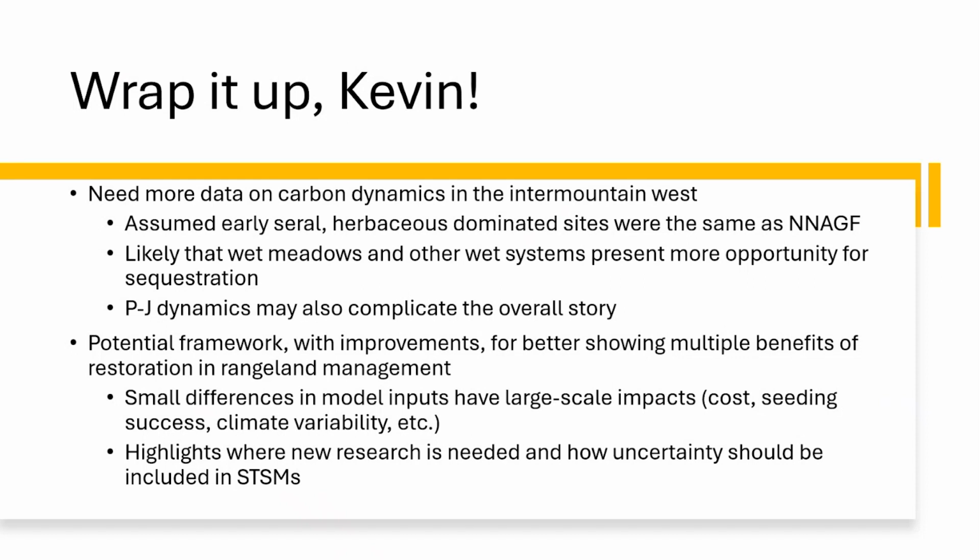Wet meadows is another really big area, very ecologically important. There might be co-benefits to managing there. We don't know anything about the carbon dynamics there. Another thing that we ignored is the PJ dynamics. Pinyon and juniper are expanding in a lot of these places on these shrub sites. There's a lot of carbon implications for that, and we just chose to ignore that for this particular study. But to get a fuller picture, you'd want to take a look at it.